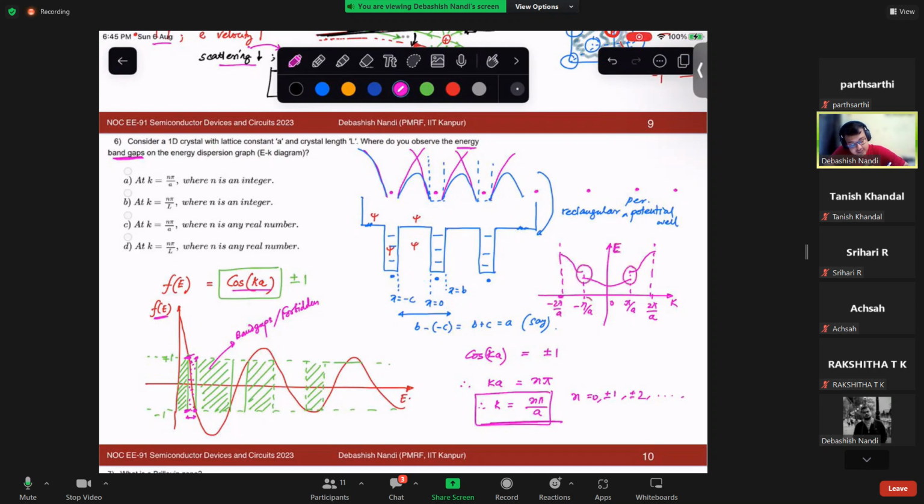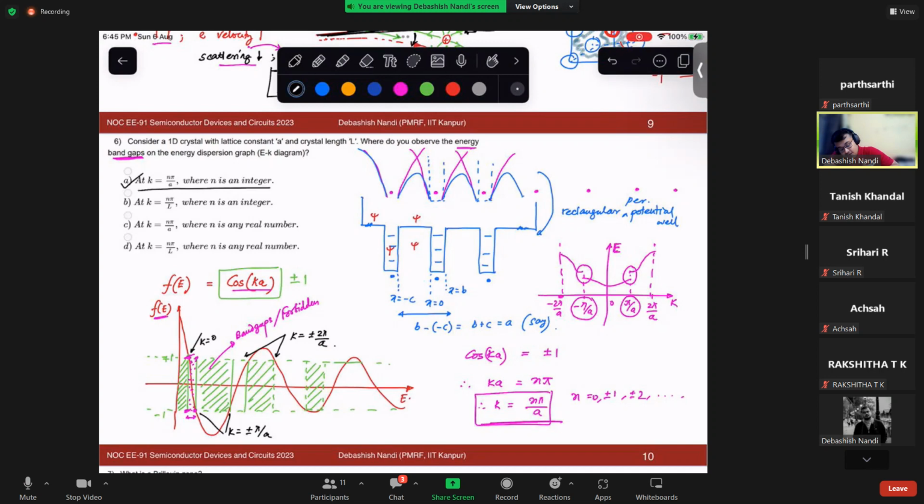This happens at these locations, k equal to pi by a or integer multiple times of pi by a. For example, if you want me to point out at this diagram, this would be k equal to 0. These 2 points would be k equal to plus minus pi by a. These 2 points would be leading to k equal to plus minus 2 pi by a. Okay. So to solve this question, n should be integer. This would be your right answer.